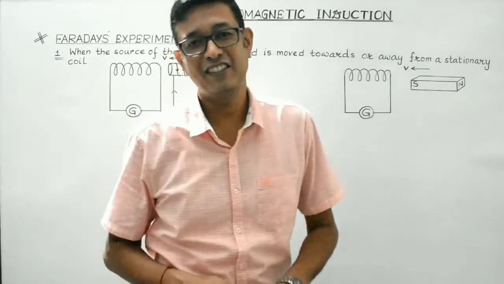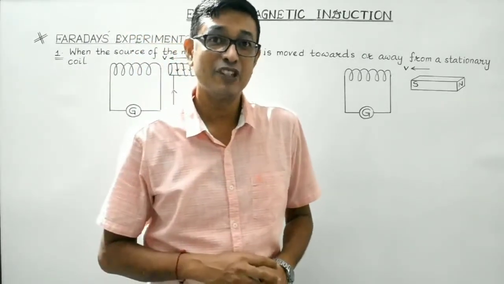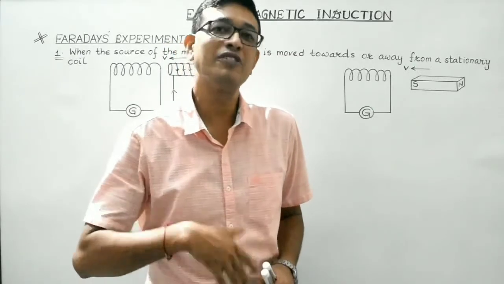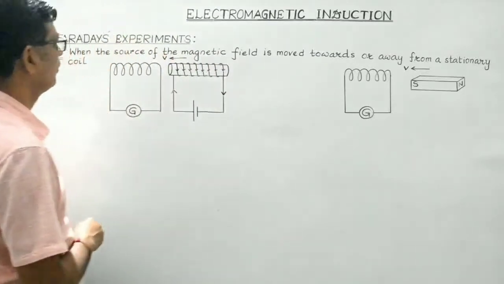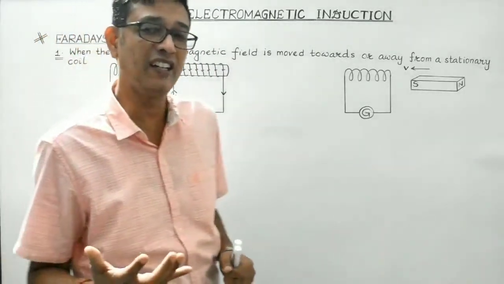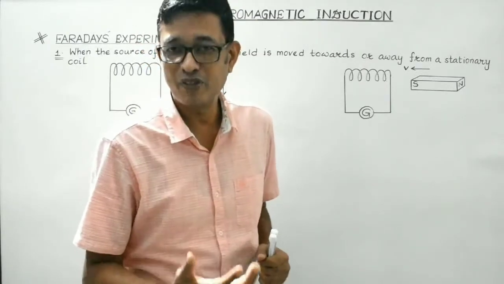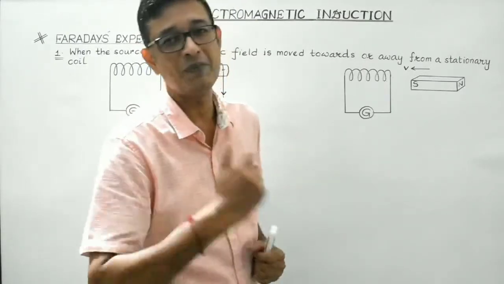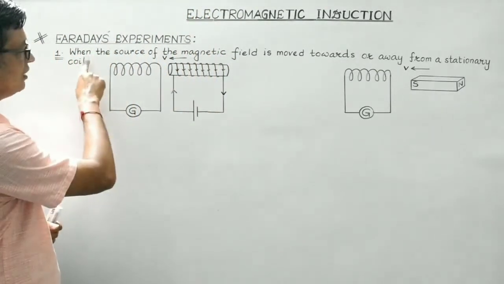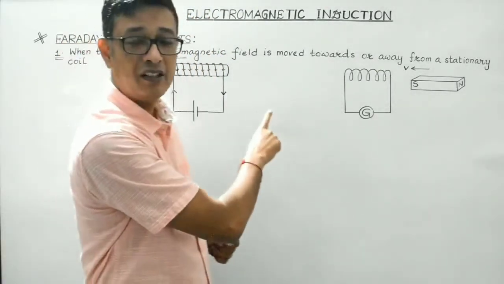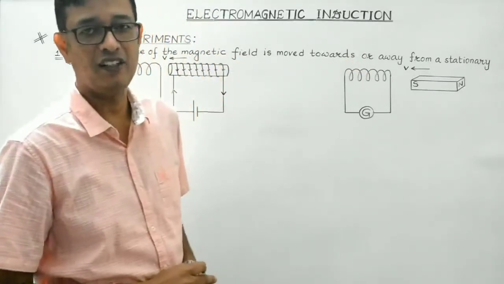Let us discuss some experiments which were performed by Faraday which led to the laws of electromagnetic induction. First and foremost, we will discuss how induced current is produced in a coil whenever there is a relative motion between the coil and the source of the magnetic field. So let's discuss experiment number 1, that is, when the source of the magnetic field is moved towards or away from a stationary coil.